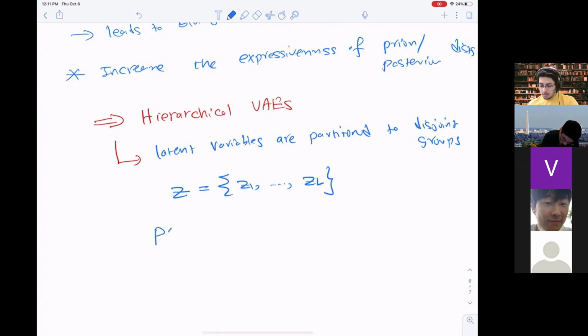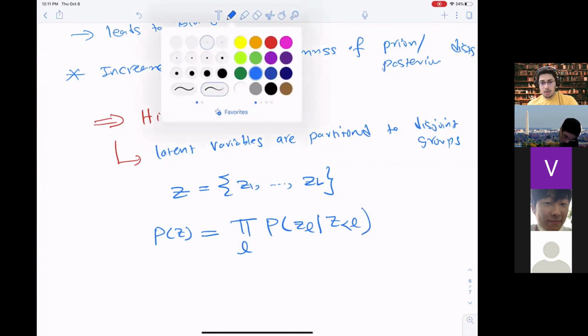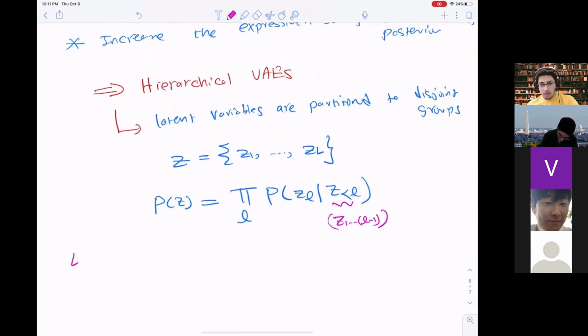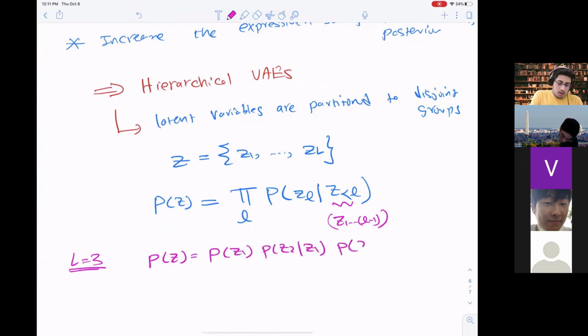I'm going to say the probability of Z is in fact the product of the probability of Z in group L given Z's in previous groups. That's basically the chain rule. So this means Z1 to ZL minus one. Let me give a simple example. Let's say I have three groups. In that case, the probability of Z is the probability of Z1 times the probability of Z2 given Z1 times the probability of Z3 given Z1 and Z2. So nothing but the chain rule.